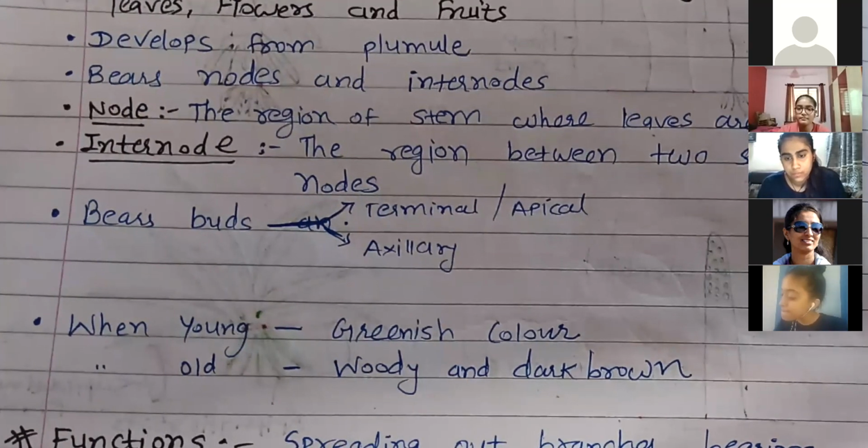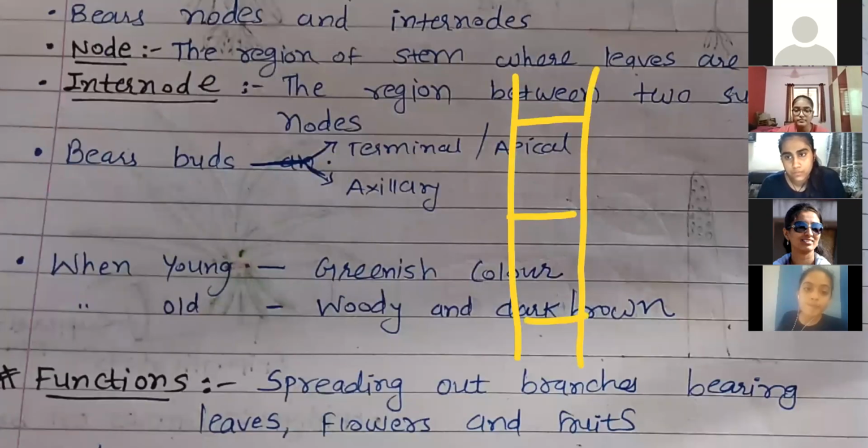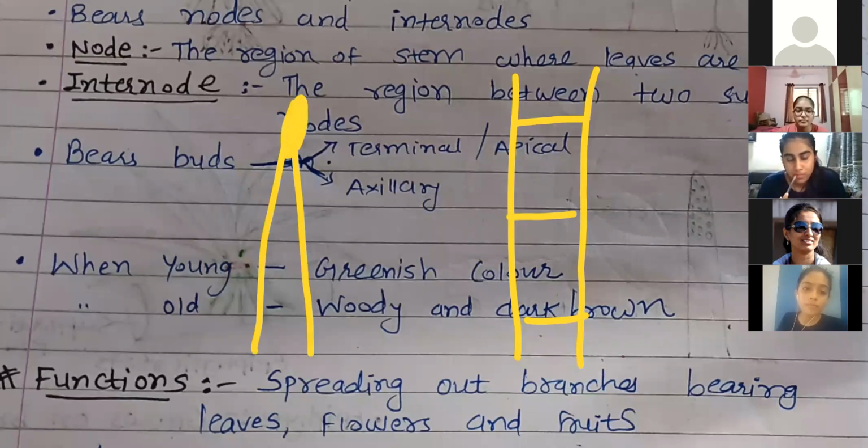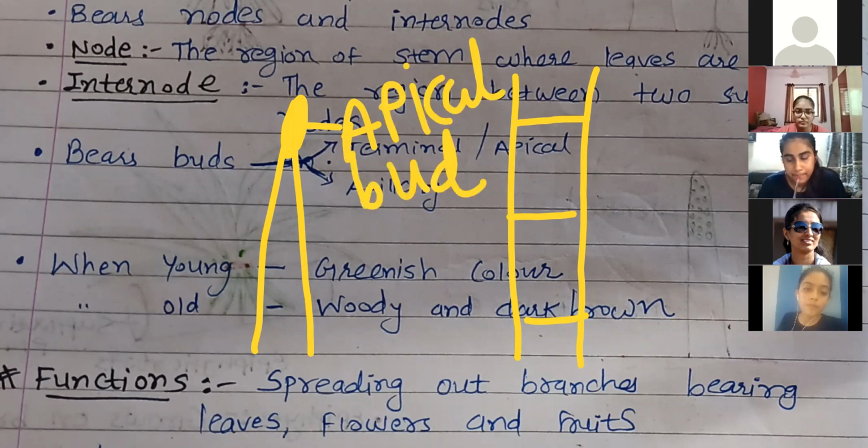Now on the stem, this is the basic thing. Remember, nodes are present. And at the tip, where the meristematic tissues are present, that part we call the apical bud. It's a mass of cells, we call it a bud, located on the topmost part. That's why we call it apical bud. Remember, on a stem or shoot axis, two types of buds are present. One we call apical or terminal bud, and the other one we call axillary bud.